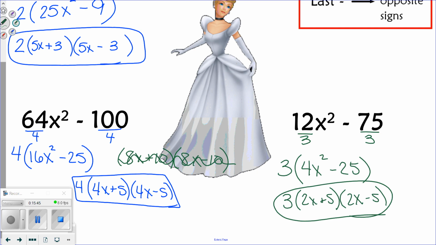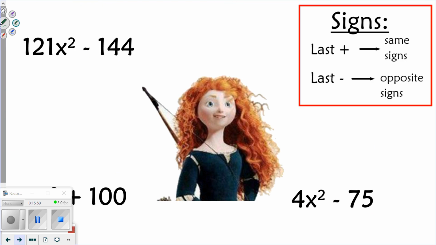Oh, I get it. All right, last three. 121x squared minus 144. Whew, those are big numbers. Is there a GCF? Are they perfect squares the way they sit?